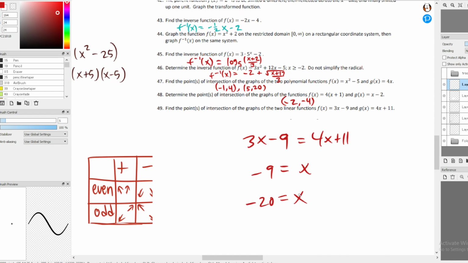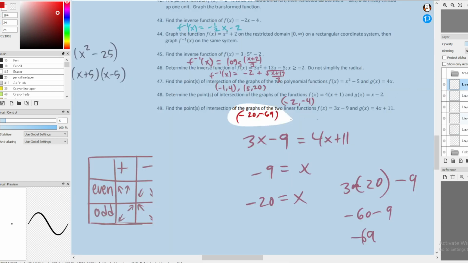I'm going to plug it into probably the 3x one. So 3 times -20 minus 9 gives me -60 minus 9, which gives me -69. So I will get -20, -69 for the answer for 49. Nice.